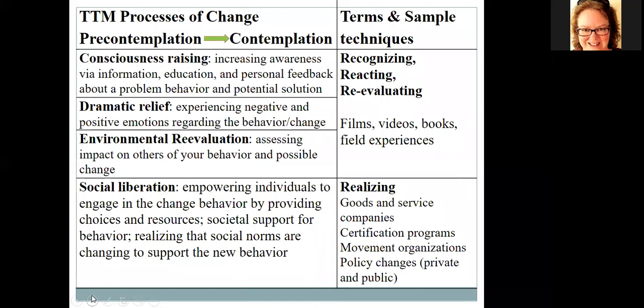And if you look on the right-hand side of this slide, you see that column with sample techniques. And you'll see that films, videos, books, and direct field experiences are some of the most effective ways to engage people in these processes of change.